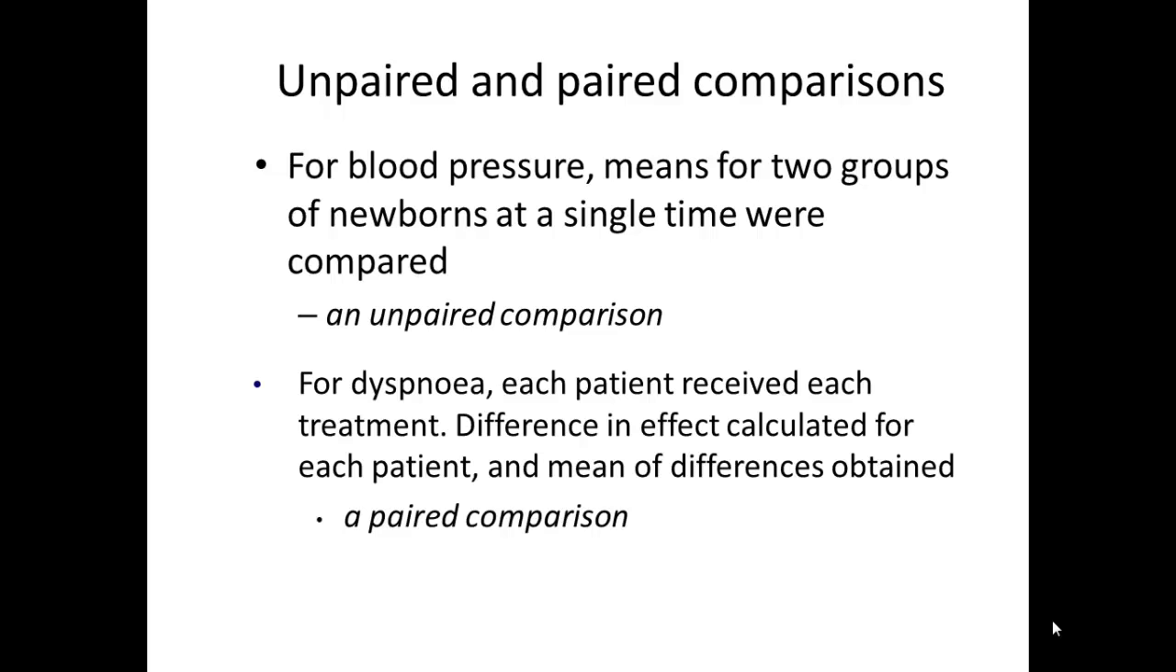For the second example, the dyspnea study, each patient received each treatment. So the difference in effect was calculated for each patient, and then a mean of differences obtained. This is a paired comparison. This is actually called a crossover study or crossover trial, where each individual serves as their own control. Other examples of paired data might be a sibling study, where we know one sibling has been exposed to something and the other hasn't, and we compare outcomes between siblings. Another example might be an ophthalmological study where different treatments are given to each eye.